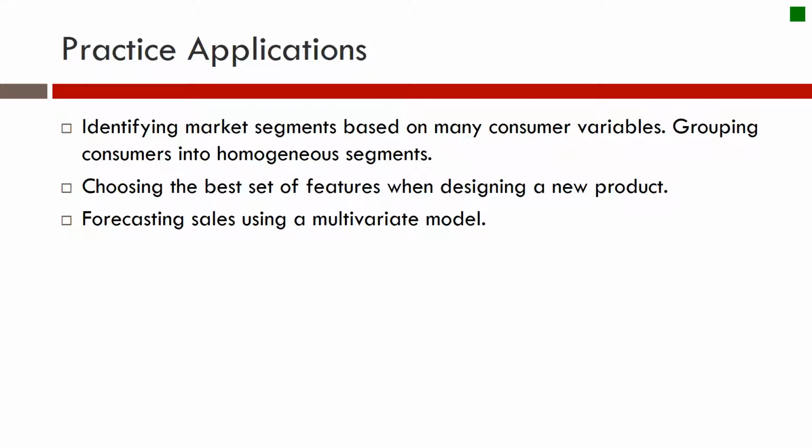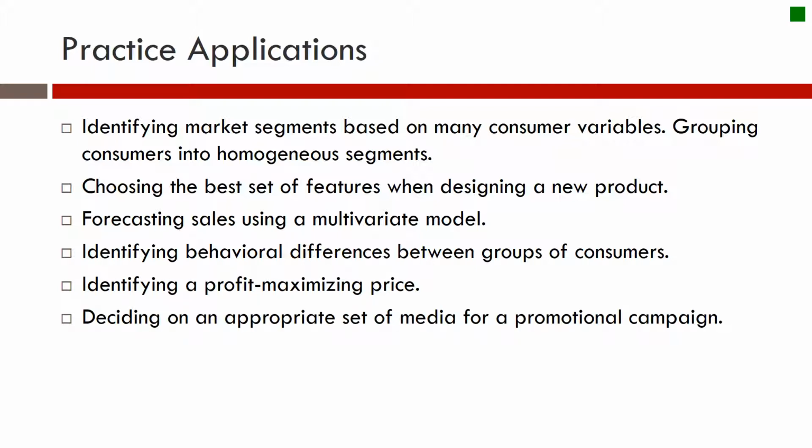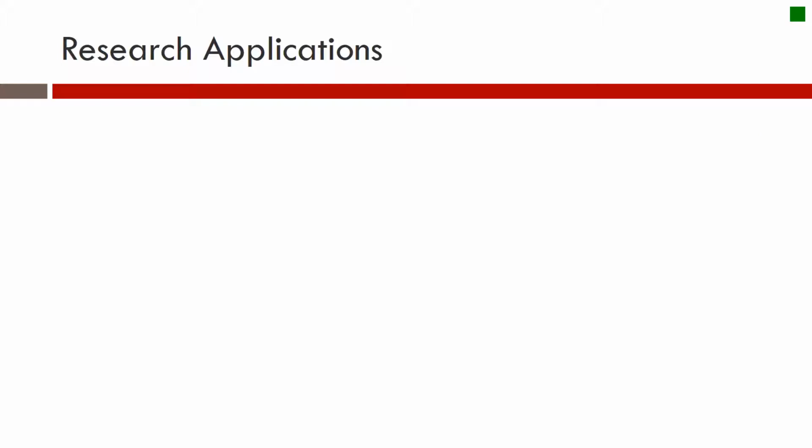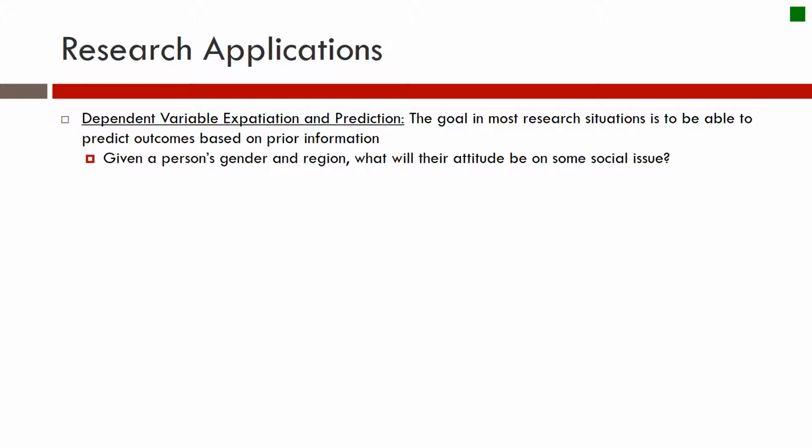Forecasting, of course, is a big deal in everything that we do. So forecasting sales and developing forecast models is something that we want to do. Group differences, profit maximization models, and other elements that we do in the marketing mix, including media buying, purchasing, advertising, and things of that nature, would be practical applications. So there are lots of ways we can use the methods of multivariate analysis in practice, but also in research applications too.